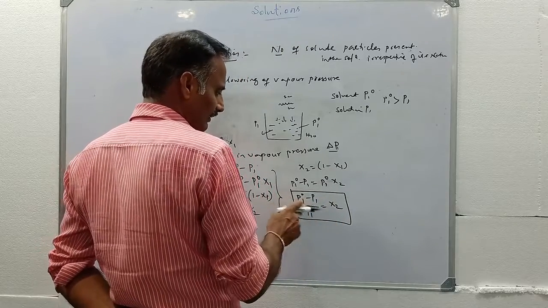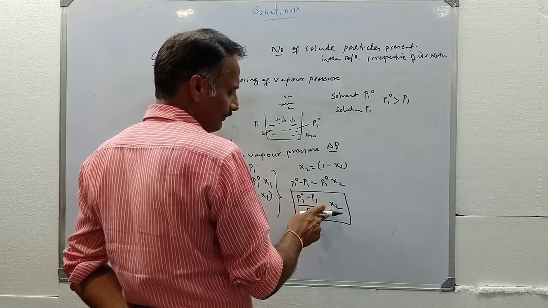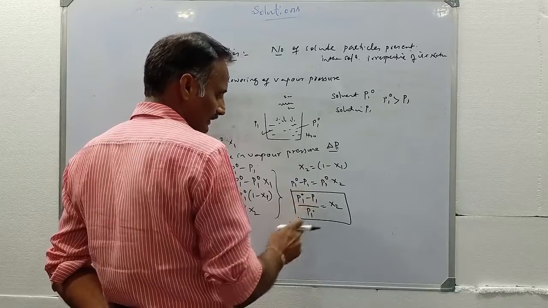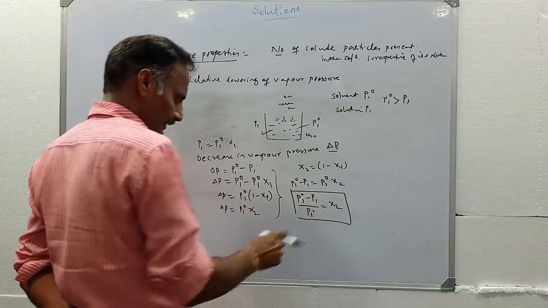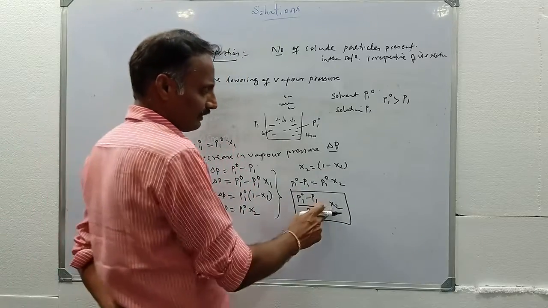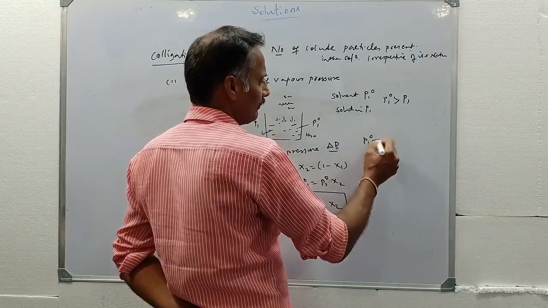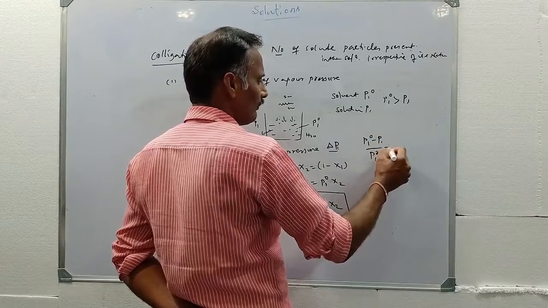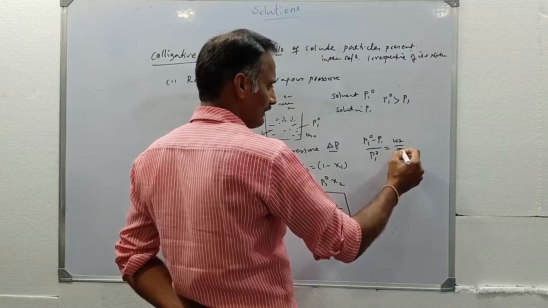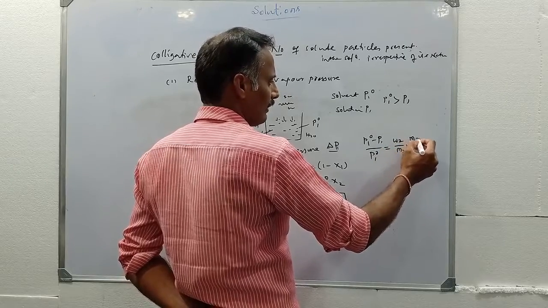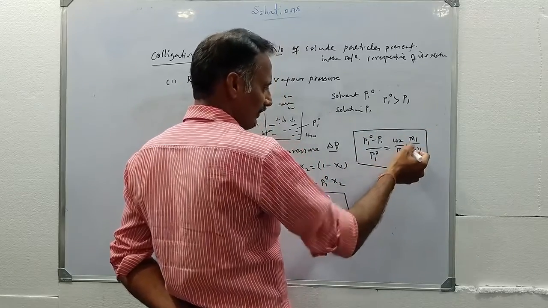relative lowering of vapor pressure. This is a quantitative relation: the relative lowering of vapor pressure is proportional to the mole fraction of solute in the solution. And what is x2 here? x2 is nothing but the mole fraction of solute. Then how to calculate the mole fraction of solute? x2 is W2 by M2 divided by (W2 by M2 plus W1 by M1). This is the mole fraction of solute.